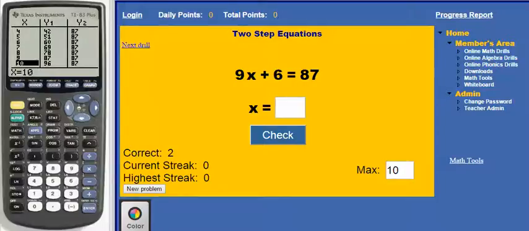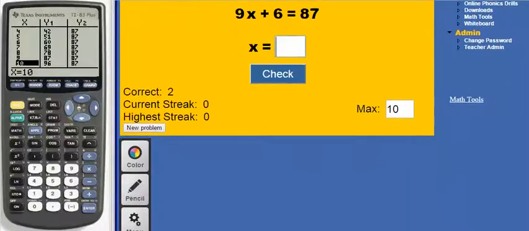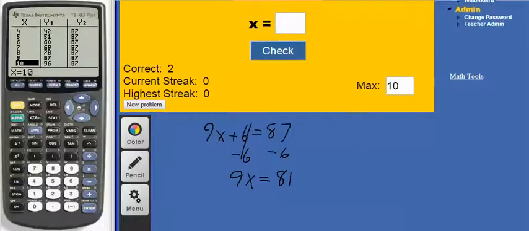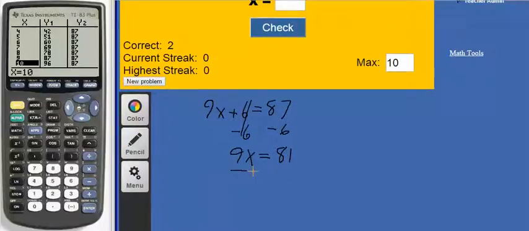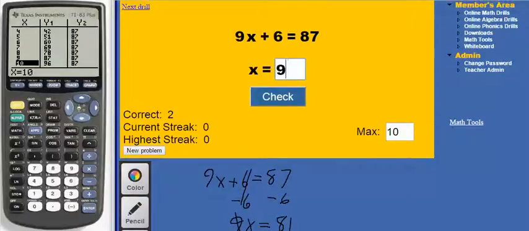All right, so we'll do this by hand. So 9x plus 6 equals 87. I want to get all the x's over on this side, so I'm going to do the opposite of the plus 6, which is minus 6. 9x equals 81. This is 9 times x, so the opposite of multiply is divide. And x is equal to 9, which was the same thing that we found on the other one.